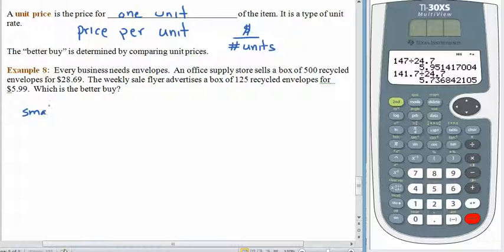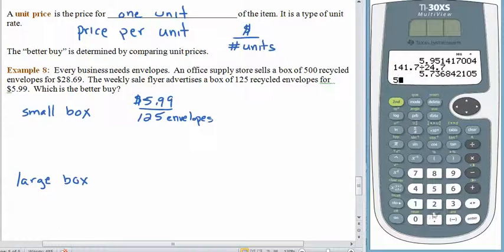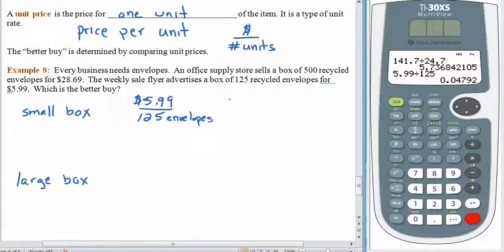Let's see here. What do we have? We have a small box, and we'll compare it to a large box. For the small box, right, we want dollars per unit. So this is $5.99 for every 125, and these, of course, are envelopes. Calculator will help us with the division. 5.99 divided by 125. Leave all of the decimal places there.